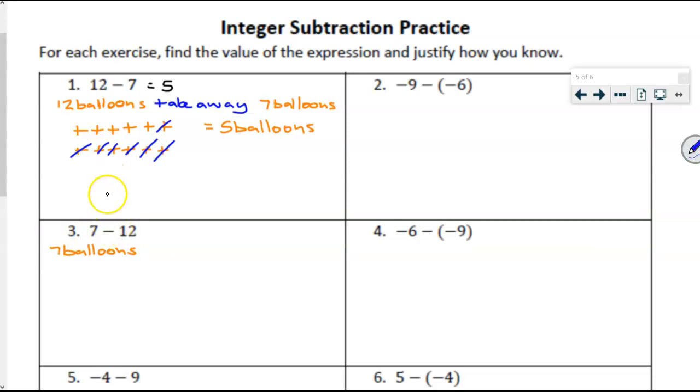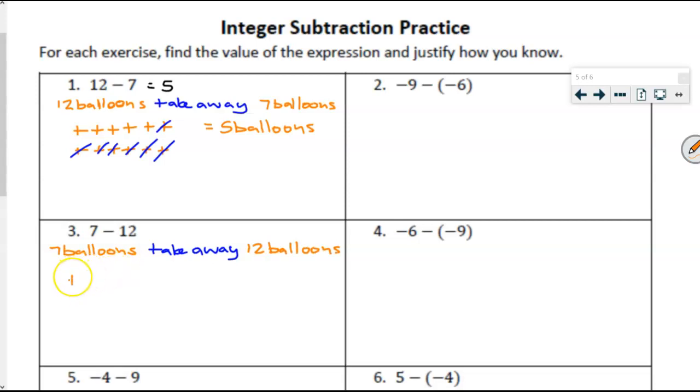And what's happening? Are we adding or are we subtracting? We're subtracting, so we are going to be taking away. What is it exactly that I'm taking away? 12, and that's a positive number, so I'm taking away 12 balloons.